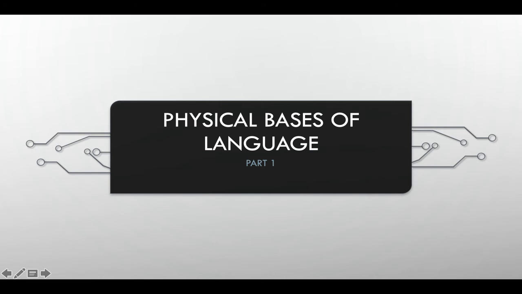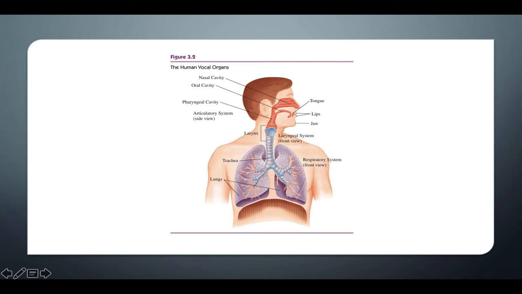All right, physical basis of language. This figure shows a profile view of the head, but a front view of the lungs and the trachea. So you see that we start with the lungs. We're going to start from the bottom and work up because all speech begins there. It begins with the breath that your lungs hold, and then moves up your trachea, which you see here.